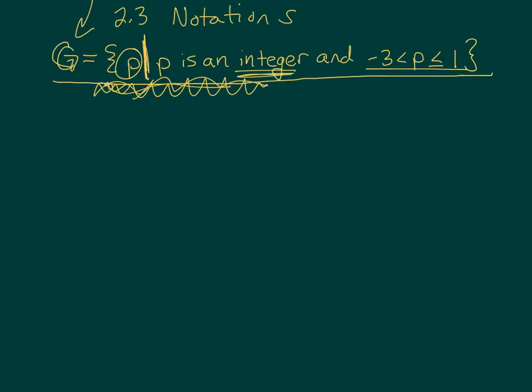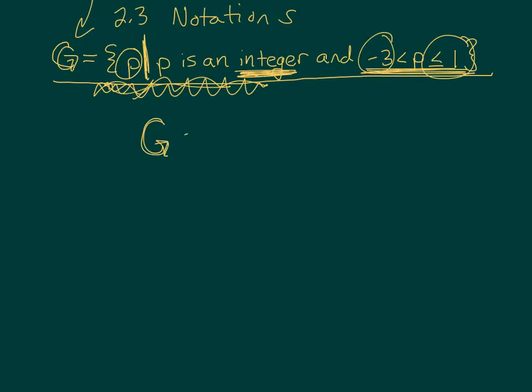You may have forgotten what an integer was, so I'll just say integers are numbers like -2, -3, 5, 7, but not numbers like 2.5 or 2/3. They're whole numbers, but they could be positive, they could be negative, they could be 0. So basically, we're looking for those kinds of numbers that are more than -3 and less than or equal to 1.